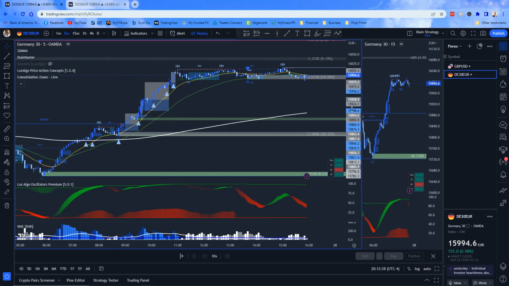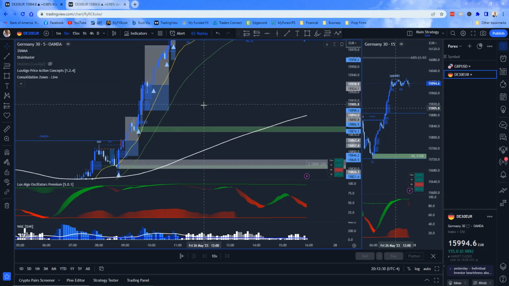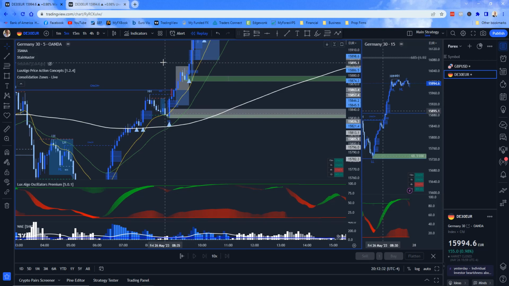Let me actually open this up a little bit. You might be able to see it a little better. All right, so right here we get a nice bullish engulfer, right? Took out or engulfed this entire body here. Great momentum, and now we have our break of structure.